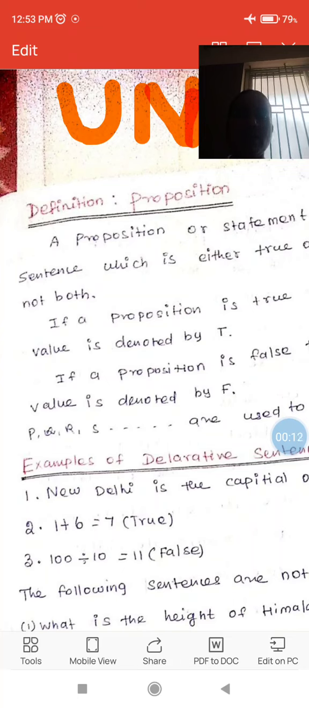Now we are going to see discrete mathematics. In this discrete mathematics, the first unit is logic and proofs. First we see the definition of proposition.